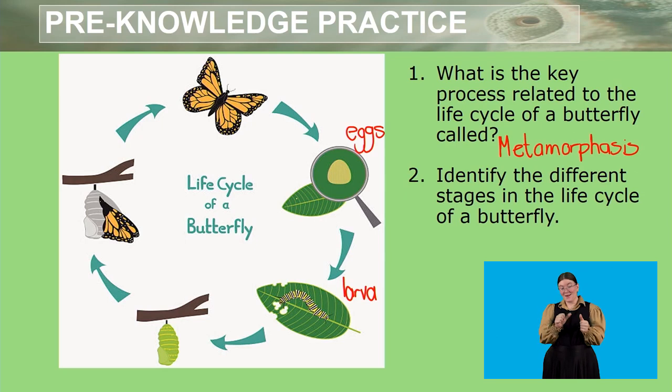It then spins into a cocoon or a pupa, and then once that cocoon or the pupa hatches, it becomes a young adult, a young butterfly, and then it will grow into a bigger butterfly, and there it is, an adult.